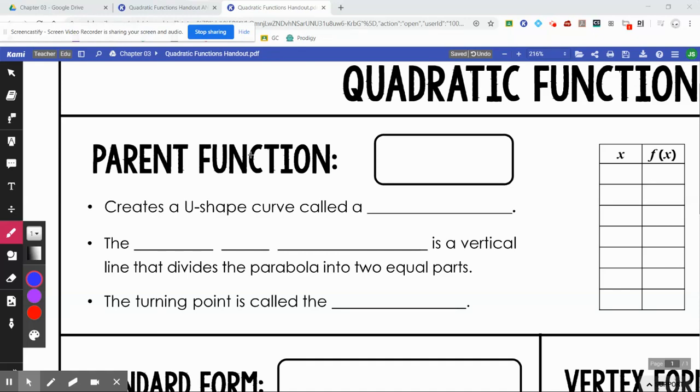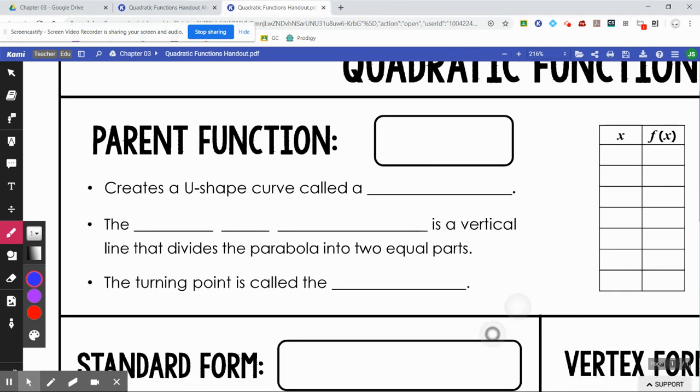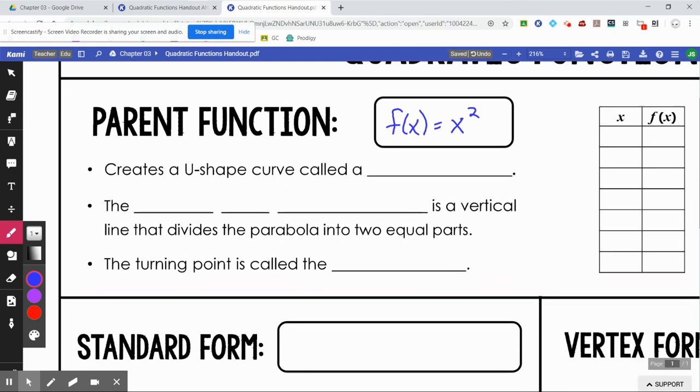Okay, in this video, we're going to review everything that we've talked about as far as quadratic functions go. We're looking at this handout. First off, let's talk about the parent function, your plain old f of x or y equals x squared, with no pluses, minuses, multiplies, or negatives. This parent function is going to create a U-shaped curve that's called a parabola. That's the basic shape of a quadratic equation.